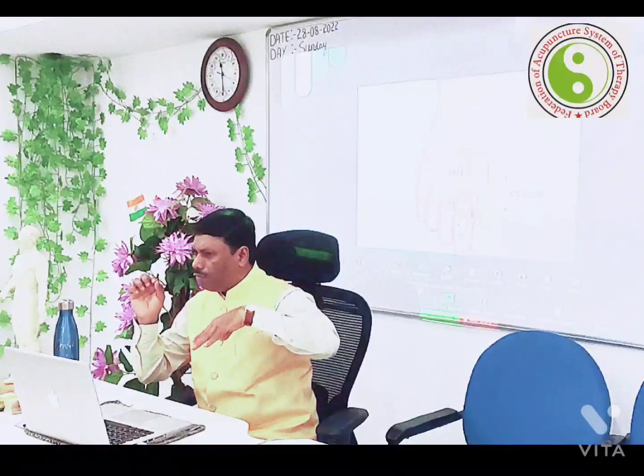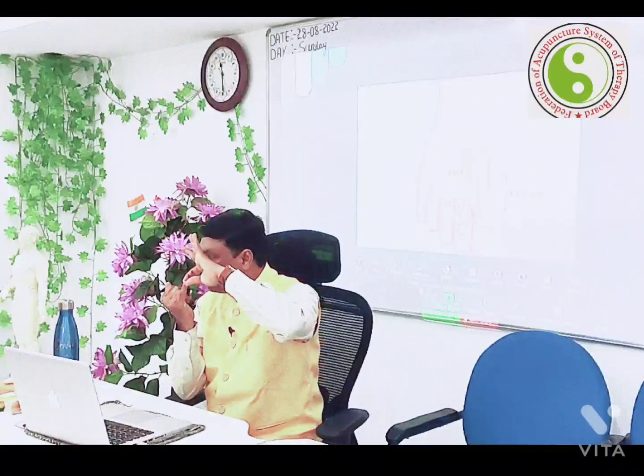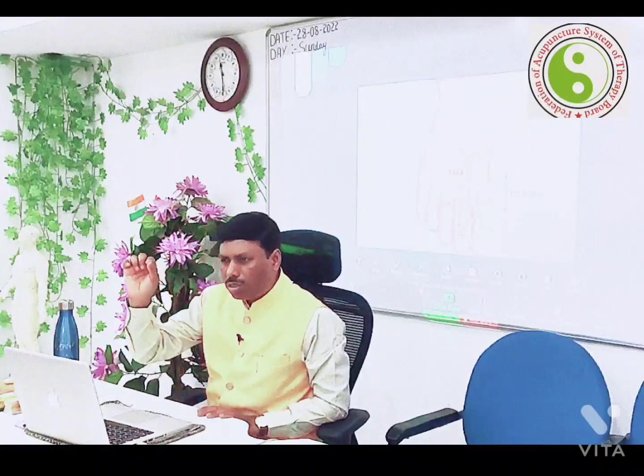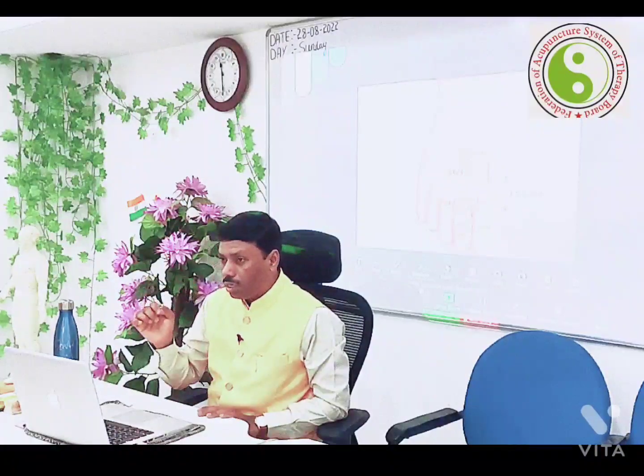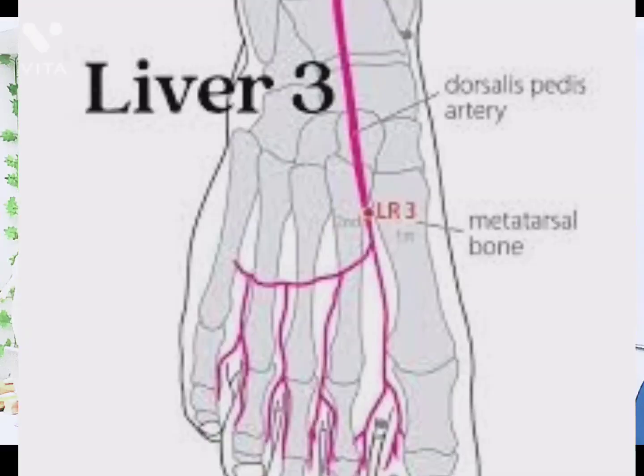From here, 0.5 tsun is the pinky finger width, which is the maximum width of the interphalangeal joint. So the point is proximal to the web margin between the great toe and the second toe. This particular point is located in that region. Liver 3 and Liver 2 act on the deep peroneal nerve, which is activated by stimulating this point.